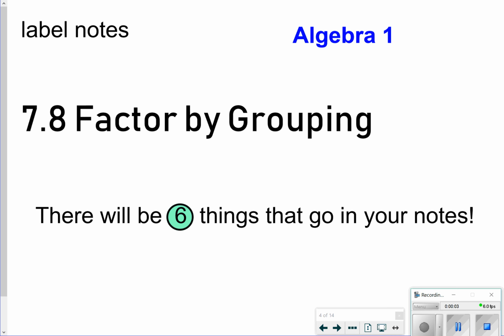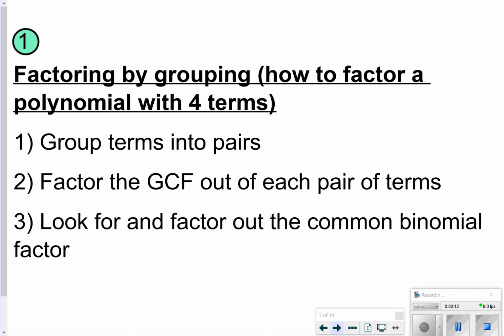Today we're going to be looking at lesson 7.8, factoring by grouping, and we're going to be looking for 6 things in our notes. Let's go ahead and get started. First thing we want to know is how to do this factoring by grouping, which basically means when you have a polynomial with 4 terms, and really we're going to be seeing just 4 terms with polynomials.